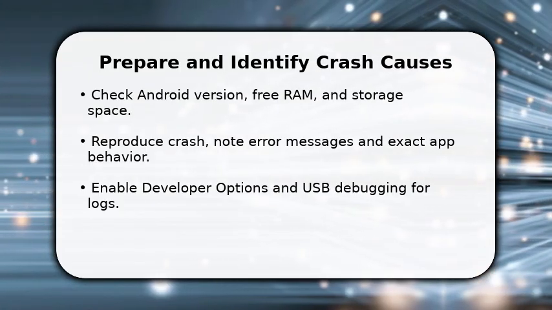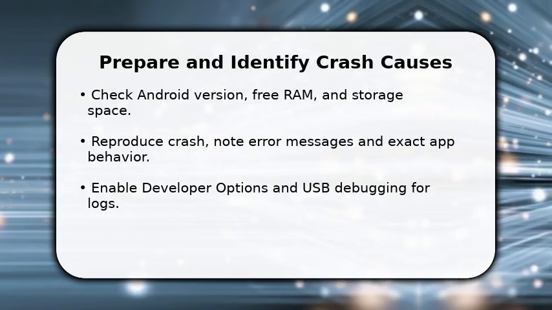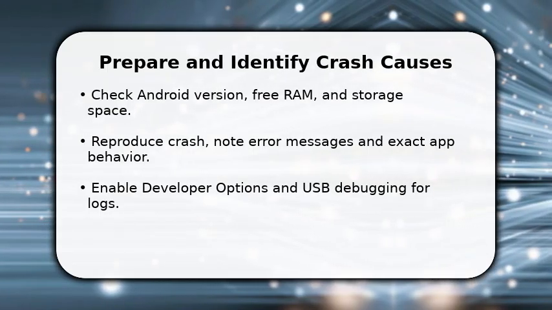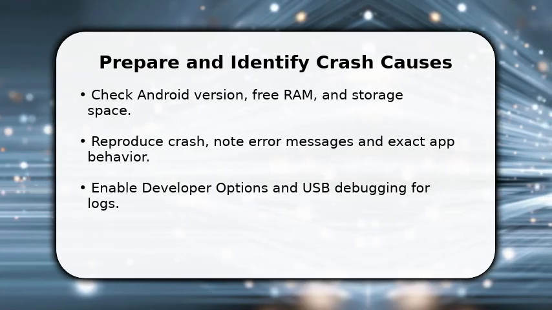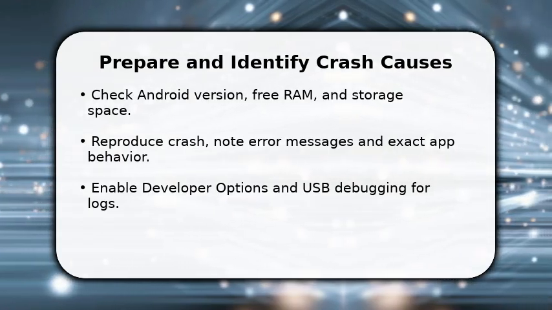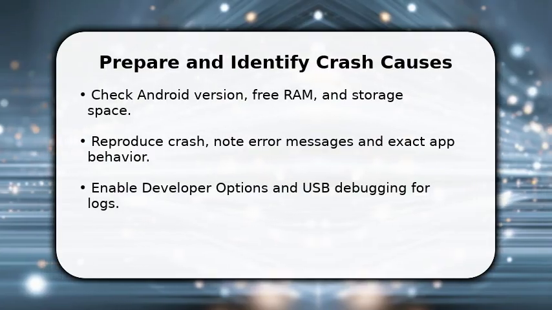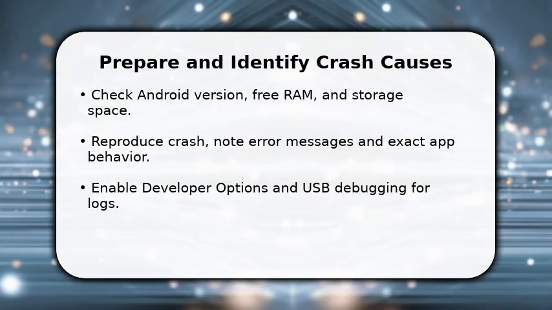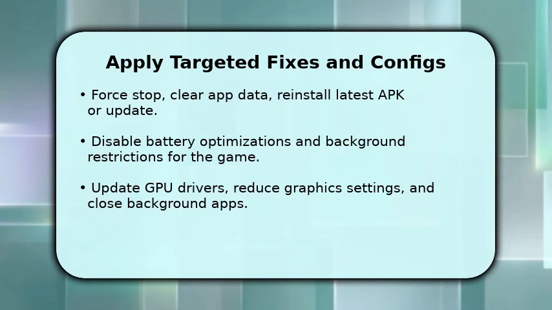Once done, use logcat or built-in crash reports to capture the error string. This is critical because the text points to the failing module. Make sure to record the device model and Android version, as differences affect fixes and compatibility. Now you act on the evidence.